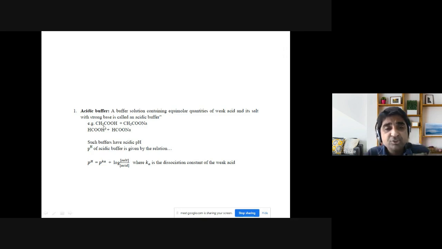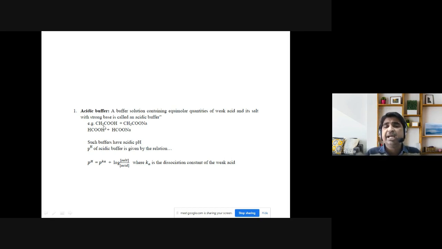If the pH of the solution varies in the range of 0 to 7, then we say that it is an acidic solution. If the pH of the solution is exactly 7, we say that the solution is neutral. If the pH range of the solution is 7 to 14, then we say that it is a basic solution. So by an acidic buffer, we mean a buffer solution consisting of equimolar quantities of weak acid and its salt with strong base. And that is called an acidic buffer.